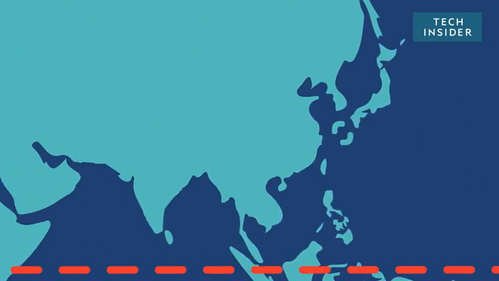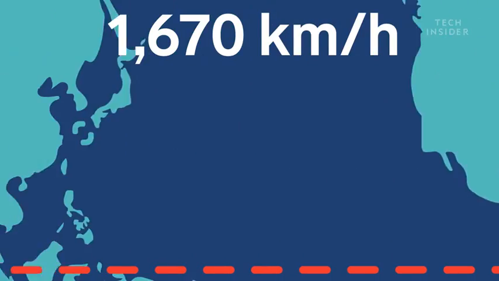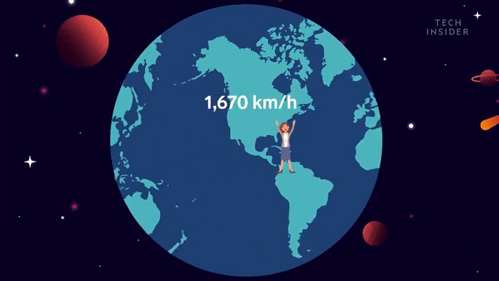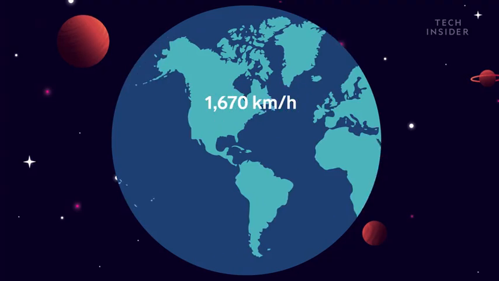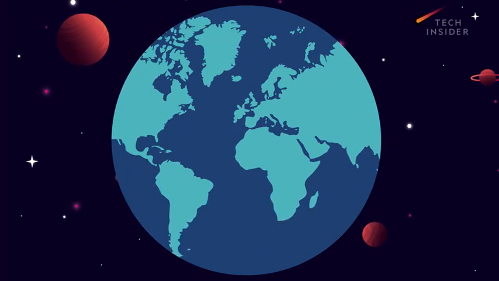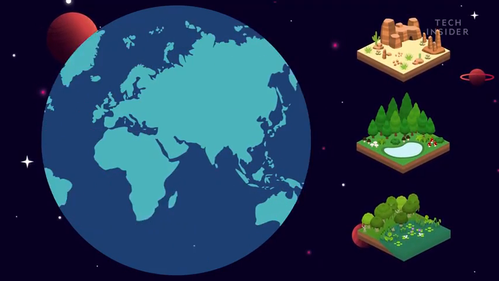Stand on the equator and you'll be moving at 1,670 kilometers per hour, faster than the speed of sound. That's how quickly Earth rotates on its axis from west to east. And that rotation is largely responsible for the distribution of every desert, forest, and swamp on the planet.